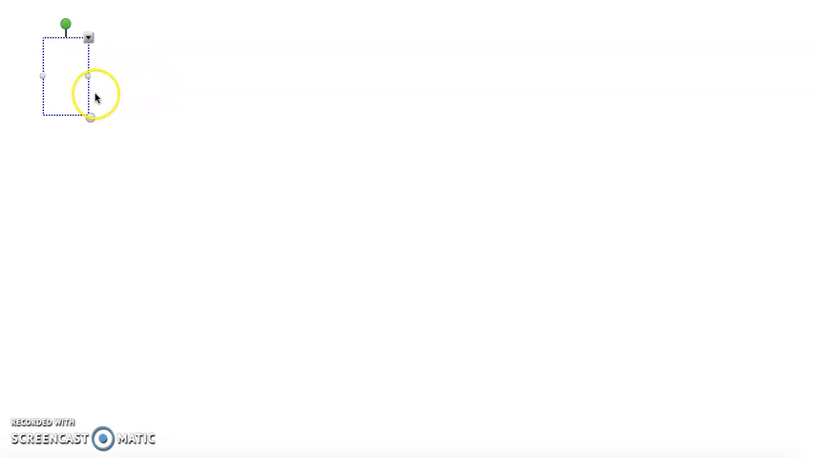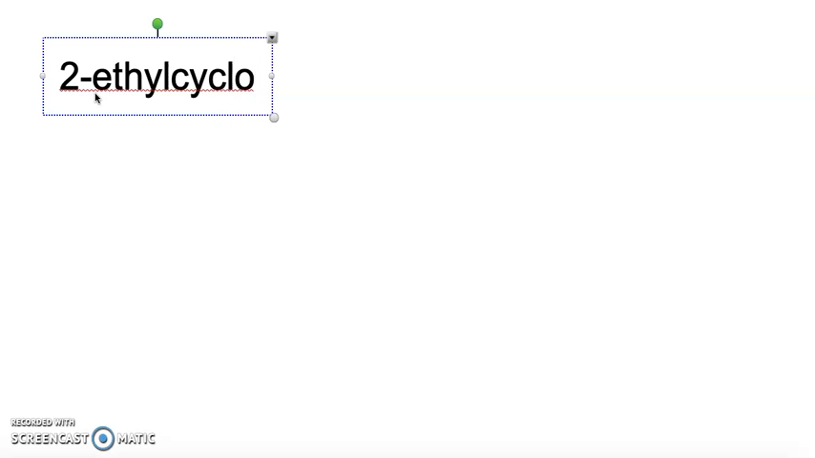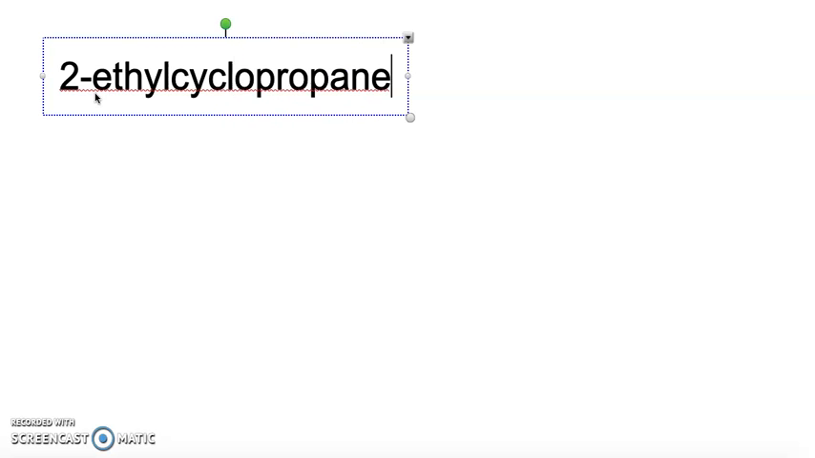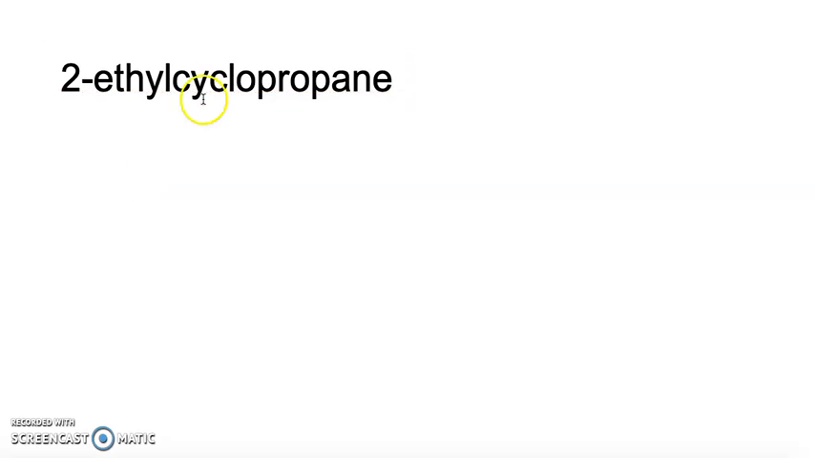So I don't know, let's just say we had 2-ethylcyclopropane. Why not? 2-ethylcyclopropane. Okay, so we want to practice those line diagrams. So we start by finding our root like we always do. We see that it's a cycloprop. So that cycloprop is telling us that we have 3 carbons. So think about 3 carbons in a ring-like structure. You're coming up with that, right?